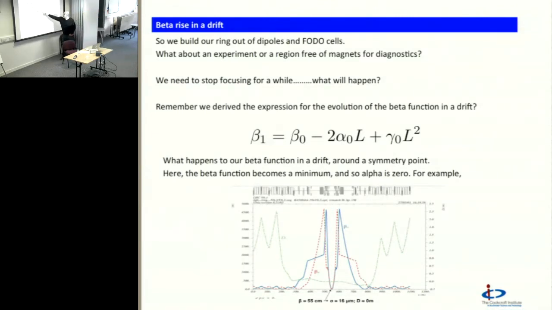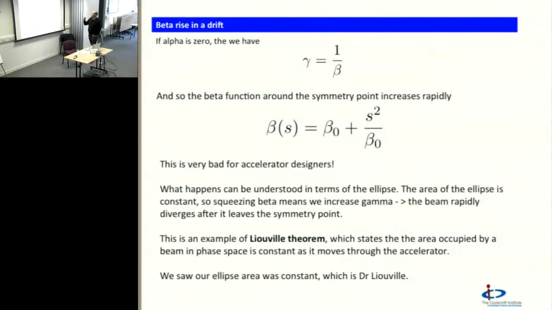So we can cross off this term. Then we have the drift before the first magnet. This says that the beta function, if that term's gone, will be proportional to L squared. So the beta function will rise quadratically in a drift around a symmetry point where alpha is 0. So in a drift space around a symmetry point, the beta function rises quadratically with distance from the symmetry point. Well, this is what I've just said. So if alpha is 0, we have gamma is 1 over beta.